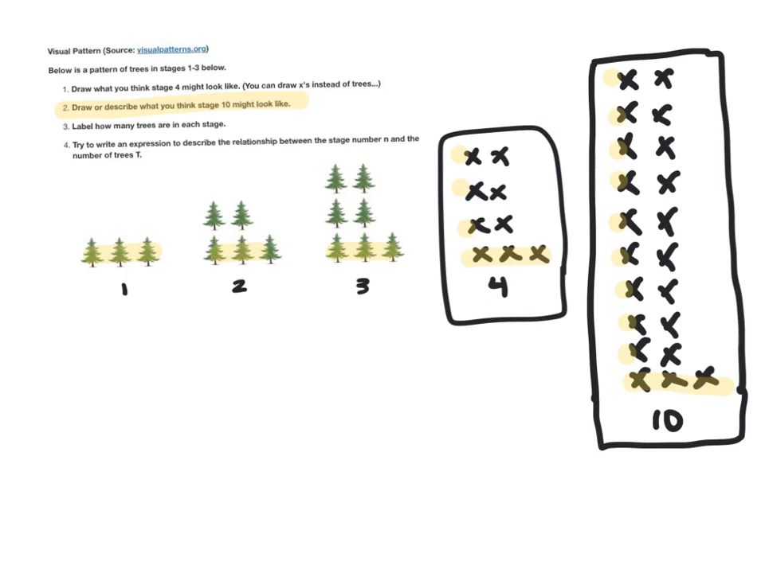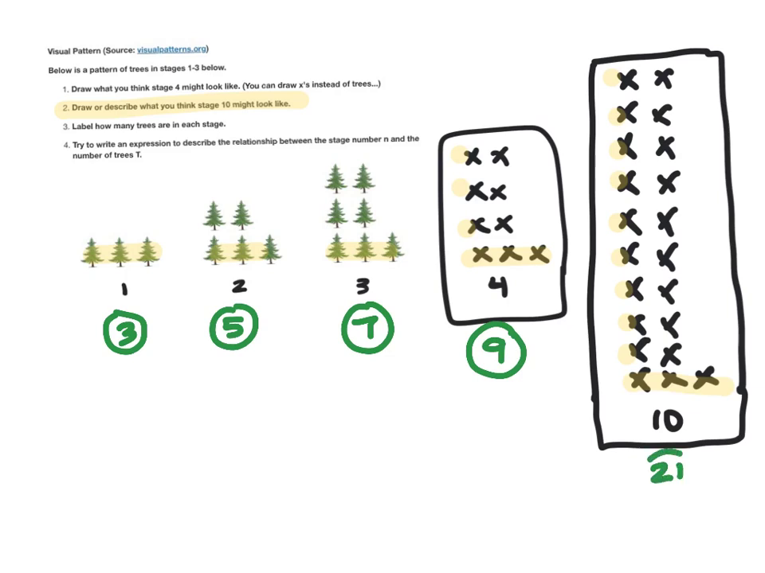Next, it says label how many trees are in each stage. I have 3 and 5 and 7. I have 9 and I have 21.